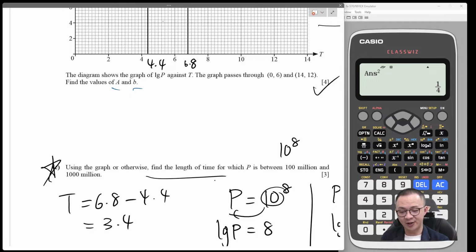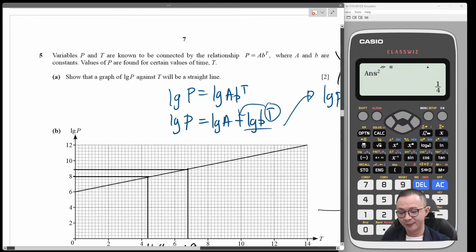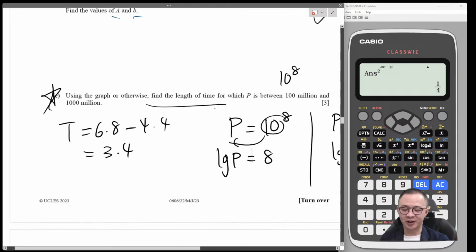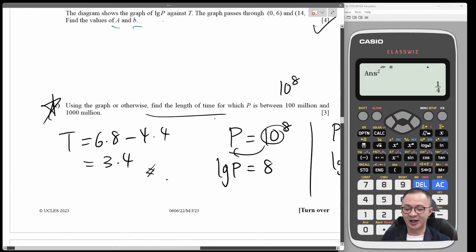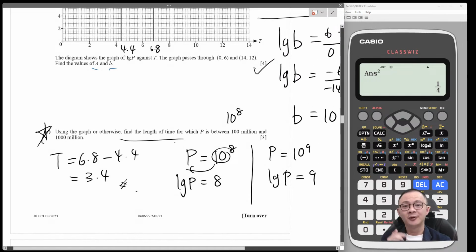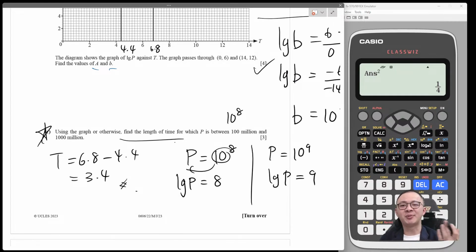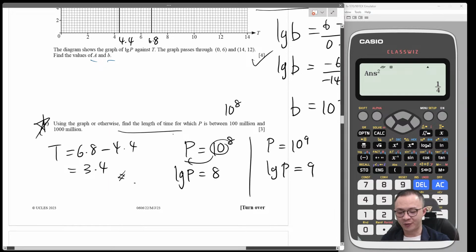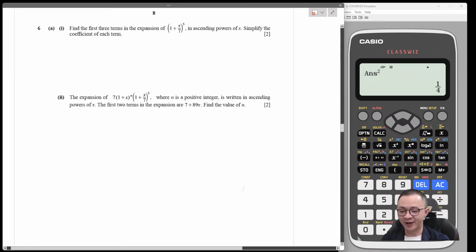Is this time in hours or in seconds? Okay, the question doesn't give us any unit. So yeah, this will be the length of the time. If you want to do the otherwise, I think you can do some substitution back into your linear log equation to find the other t value if you want to. But I just use the graph to find it.